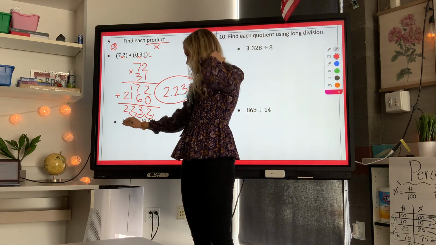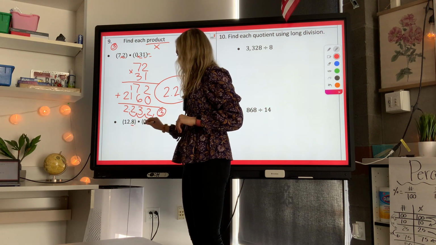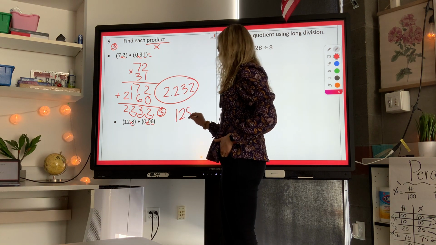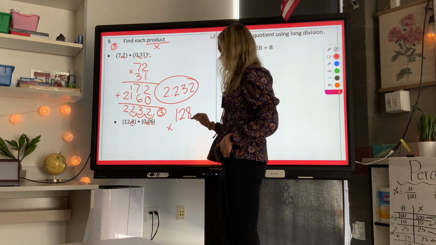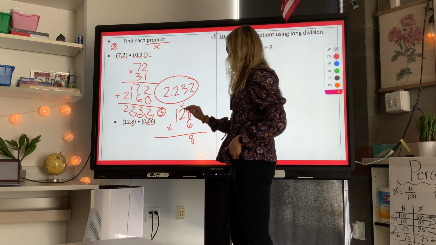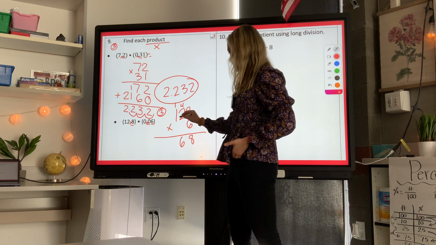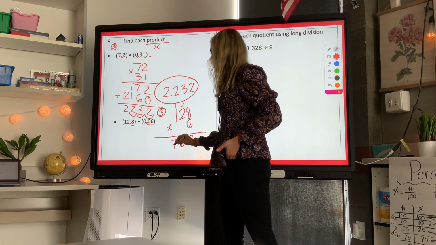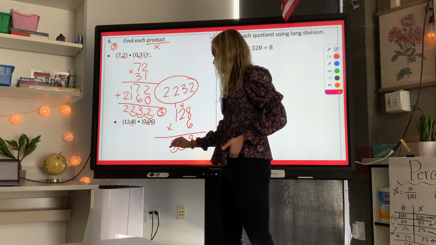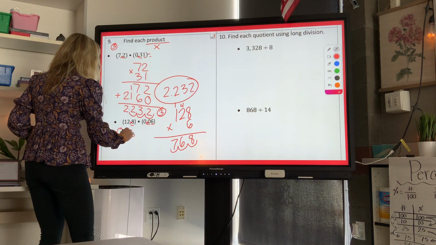Okay, this one, there are 1, 2, 3 numbers after the decimal point again. So then we can ignore the decimals and place it back after. So really, it's like I have 128 times 006, which is just 6. And then I multiply. 6 times 8 is 48. 6 times 2 is 12, plus 4 is 16. 6 times 1 is 6, plus 1 is 7. Okay, I need to place the decimal 3 spots. So starting on the right, I move it 1, 2, 3. Place it. So it's 0.768.